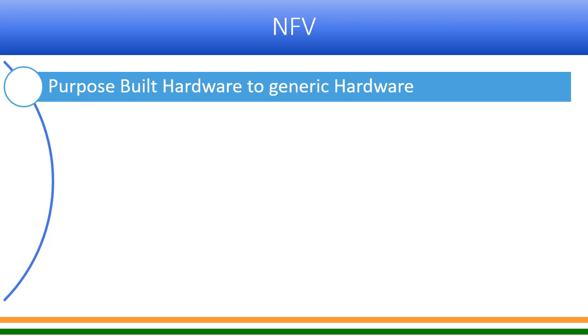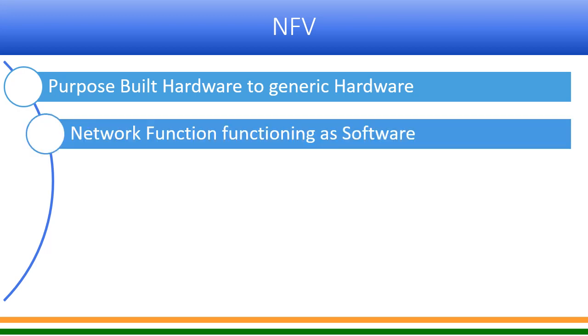In NFV, the purpose-built hardware is replaced by generic hardware. When we say generic hardware, we mean commercially off-the-shelf hardware from HP or from Dell or from any OEM for that matter. The second aspect is all the network functions which are operating on purpose-built hardware will now become a piece of software. So the network function has become a piece of software which will be deployed on a virtualized environment on top of generic hardware.